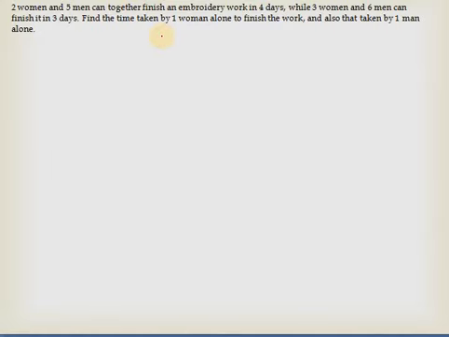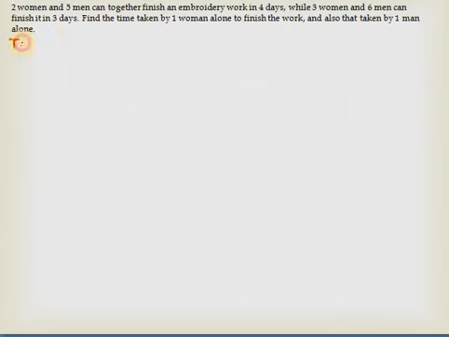So this question is: 2 women and 5 men can together finish embroidery work in 4 days, while 3 women and 6 men finish it in 3 days. Find the time taken by 1 woman alone to finish the work, and also that taken by 1 man. In this question, we have to consider the time taken by 1 woman alone and the time taken by 1 man.